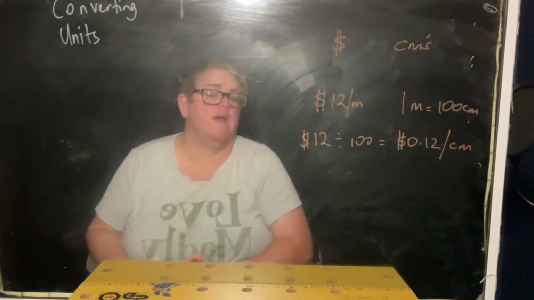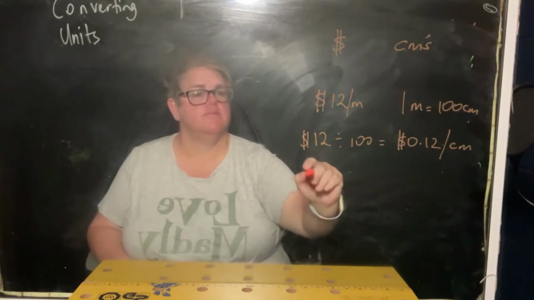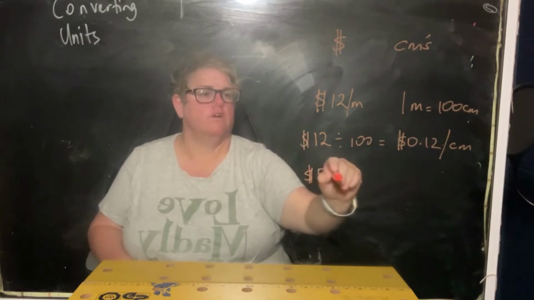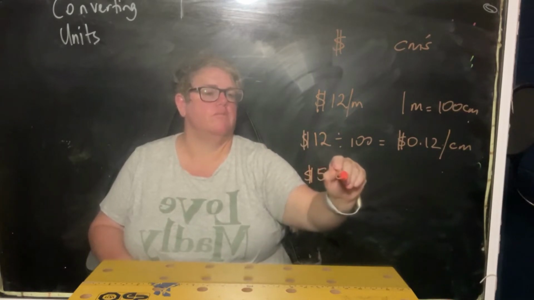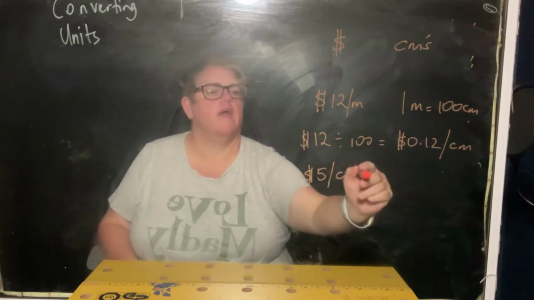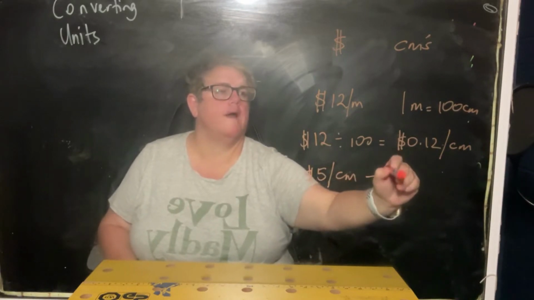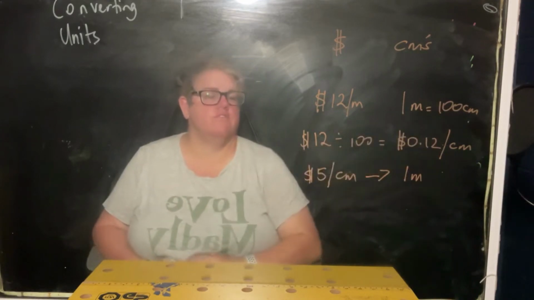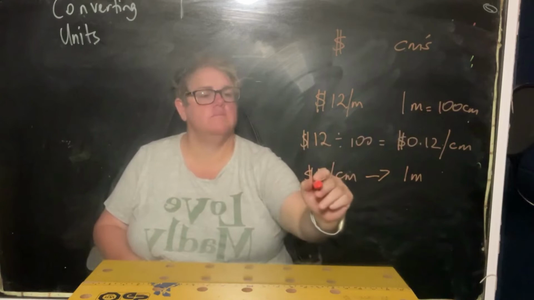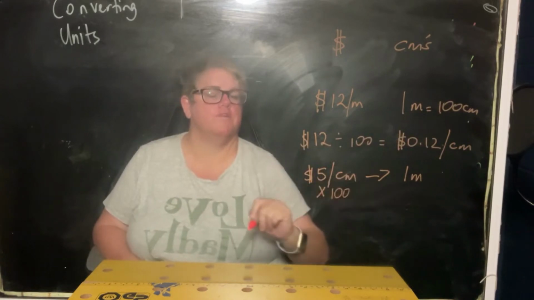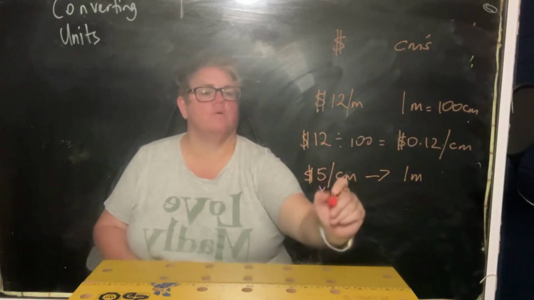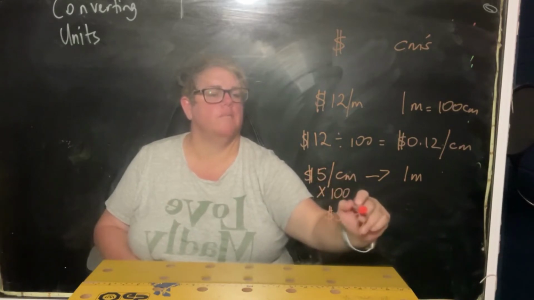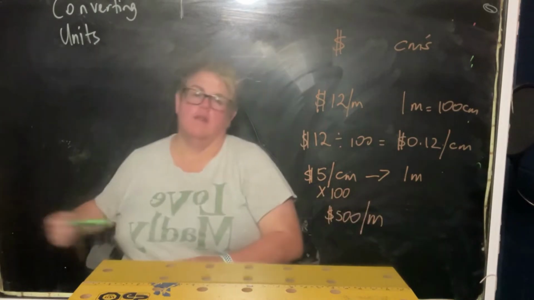So let's go back the other way. Let's say we had something that was $5 per centimeter, and we want to know how much that would be for 1 meter. Now remember, 1 meter is 100 centimeters, so we would have to times this by 100. So 5 times 100 is $500 per 1 meter. So whatever that is, it's expensive. Right, let's do another one.